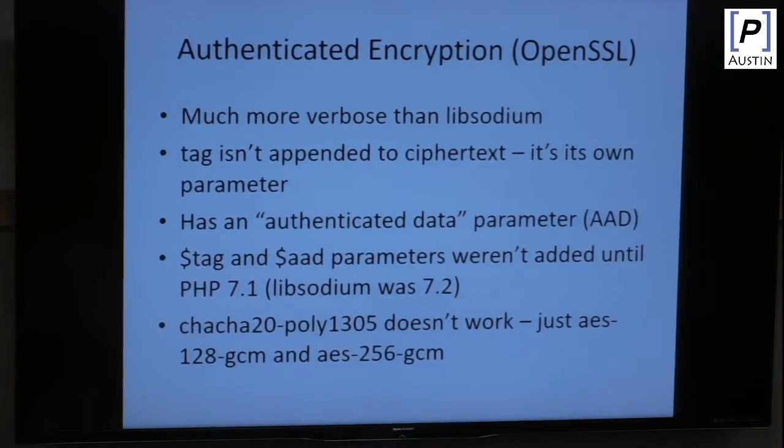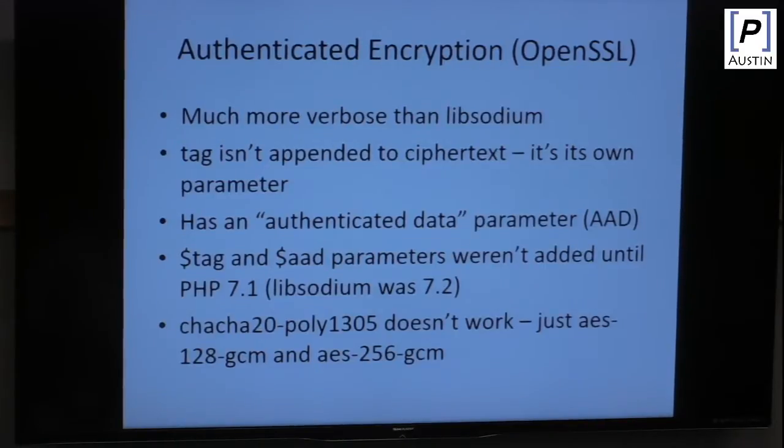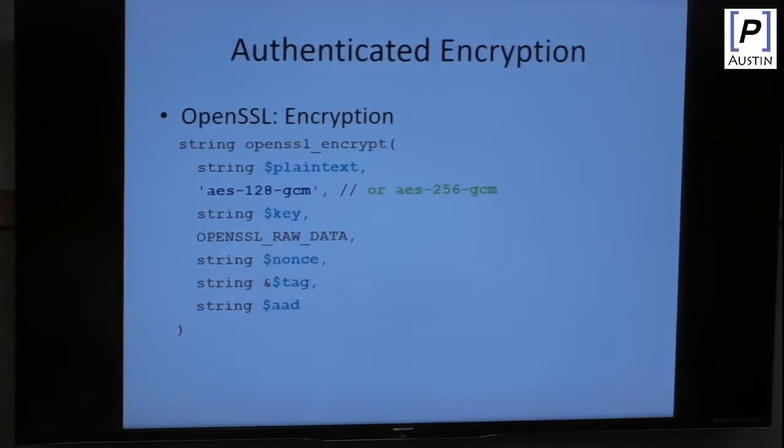So that's pretty much what I just said right there. I mentioned the tag and AAD parameters were introduced in 7.1, and Libsodium was introduced in PHP 7.2. So if you use 7.1 and you want authenticated encryption without using a userland implementation, then you have to make use of those two parameters.